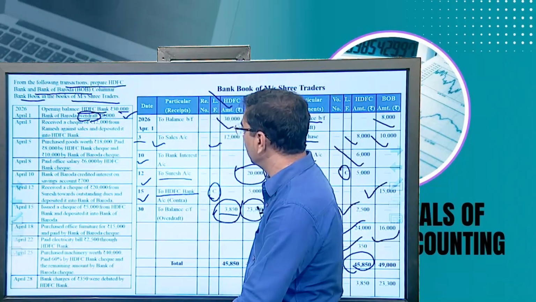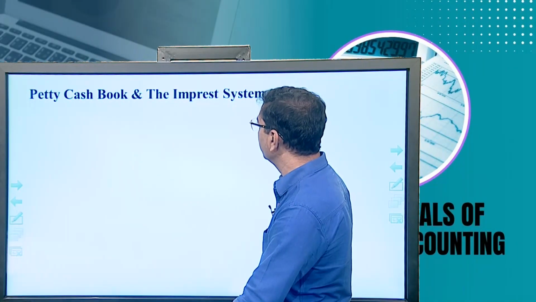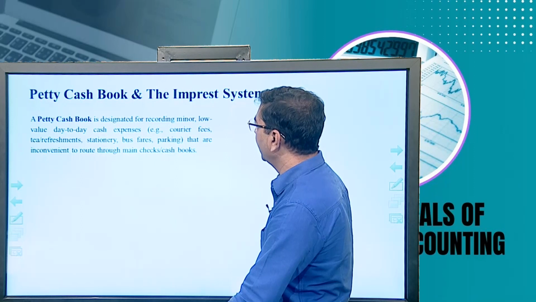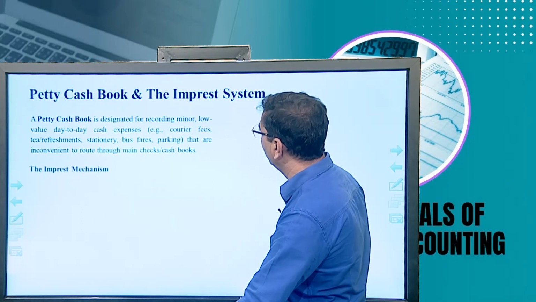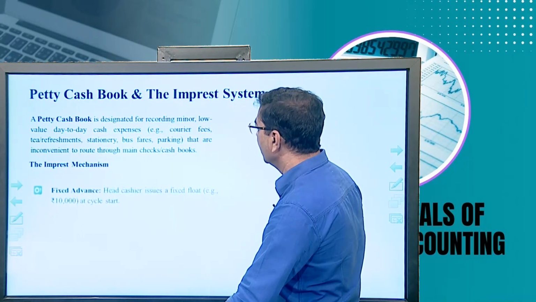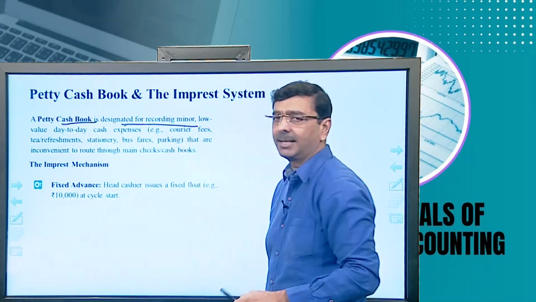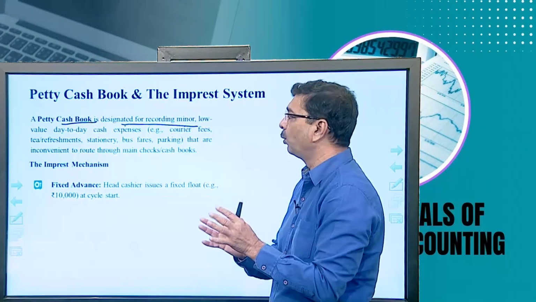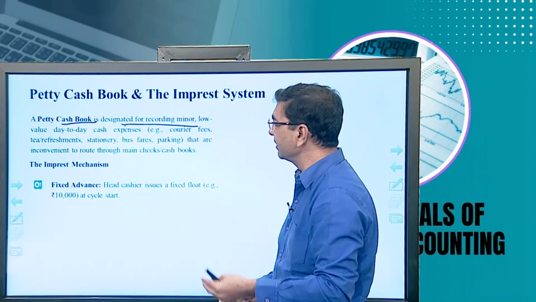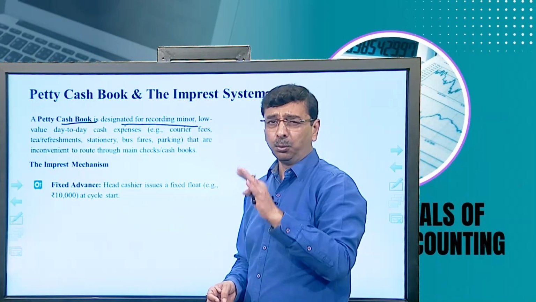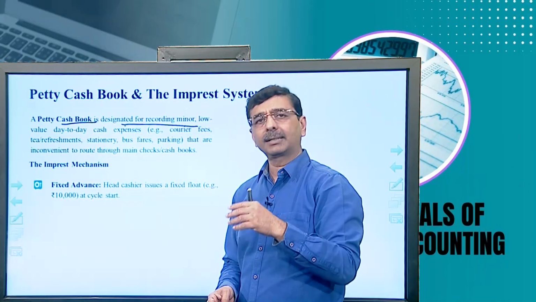Moving to the next part, that is the petty cash book and the imprest system. How the petty cash book is actually prepared and what are the requirements of this. If you are going to see this, the petty cash book is precisely designed for minor and small expenses like day-to-day expenses or miscellaneous expenses. Most probably those are all cash expenses only.